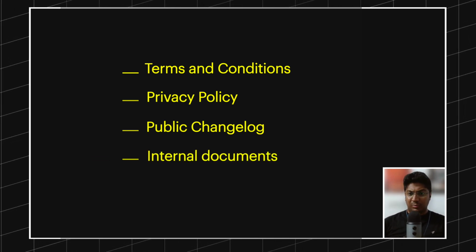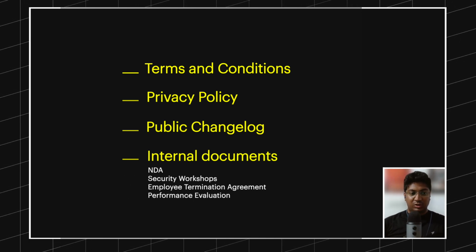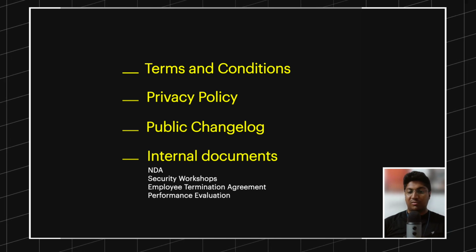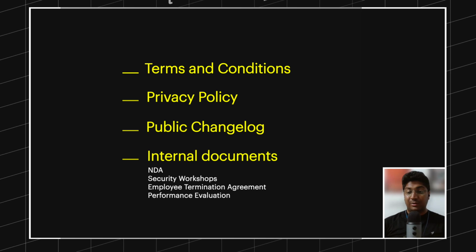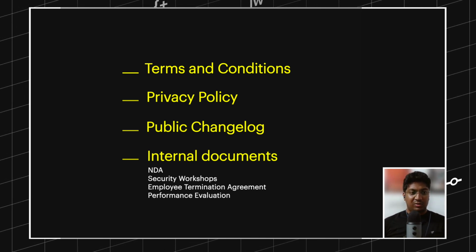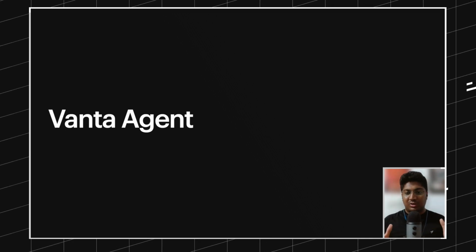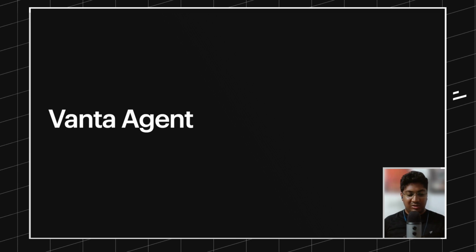Examples of internal documents would be NDA, security workshops, employee termination agreement, or performance evaluations. So we need to have these documents in place and ready at hand to show to the auditor. Moving on, Vanta Agent. A tool so cool that I made a talking point just for it.